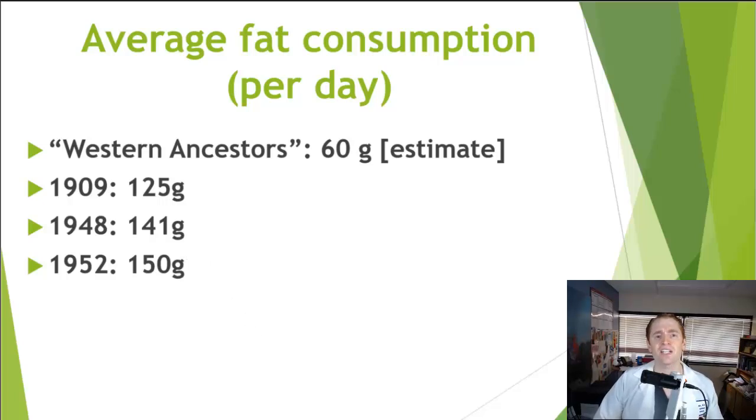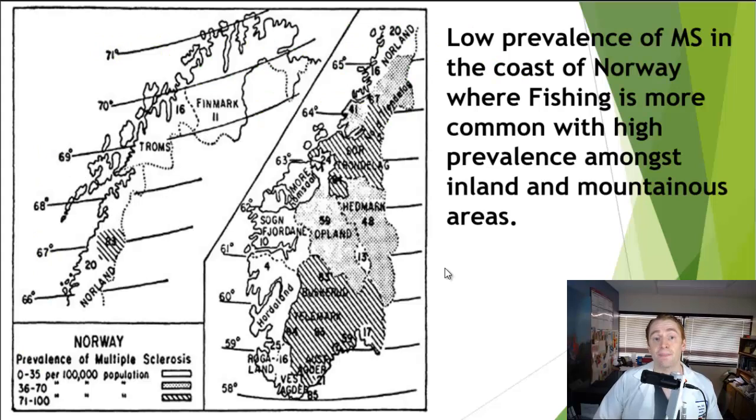Now, Swank did a very famous study on the prevalence of MS in Norway, and the map is a little bit difficult to interpret, but basically what he found is in coastal areas where fishing was more common and there was less meat consumption, the rate of MS was low, whereas in the inland and mountainous areas where they ate more fatty meats such as beef, the rate of MS was high.